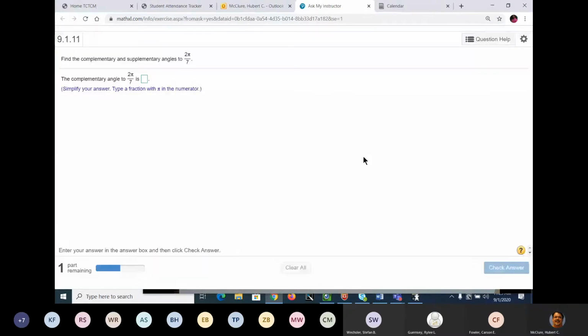Let's see what this is. Find the complementary and supplementary angles to 2 pi over 7. Okay, well, I tell students you can do this 2 ways.